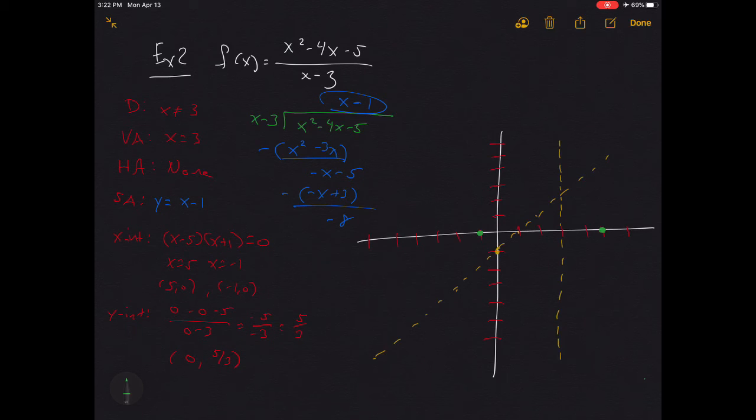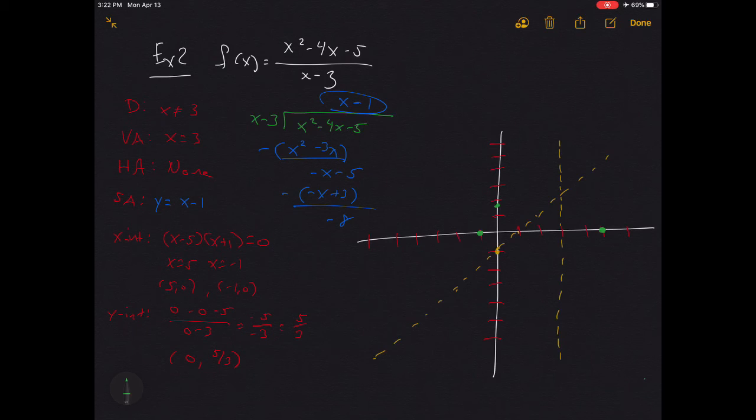Then I have a y-intercept at the point 0, 5/3. 5/3 is about 1 2/3. So it's a little less than 2, I should say. So right about there, so it's a pretty good approximation for that.